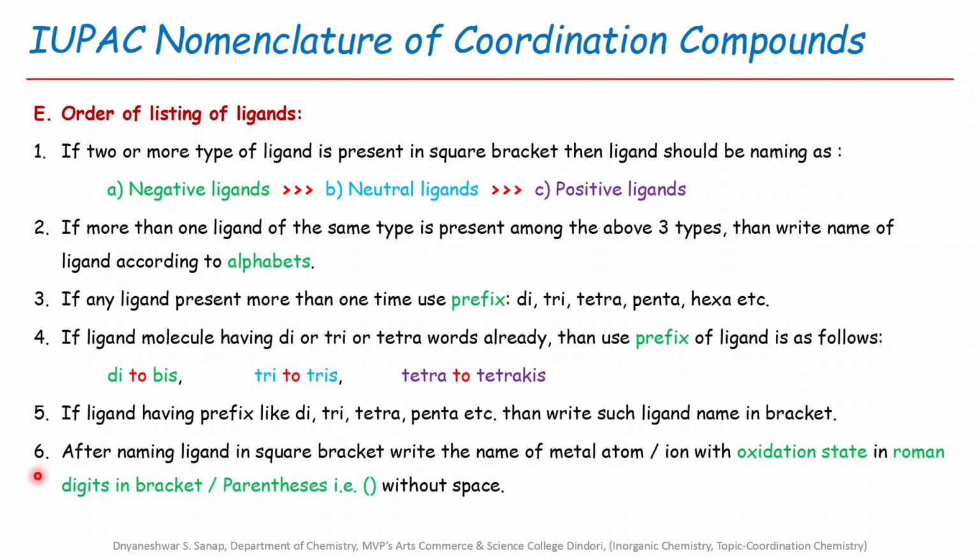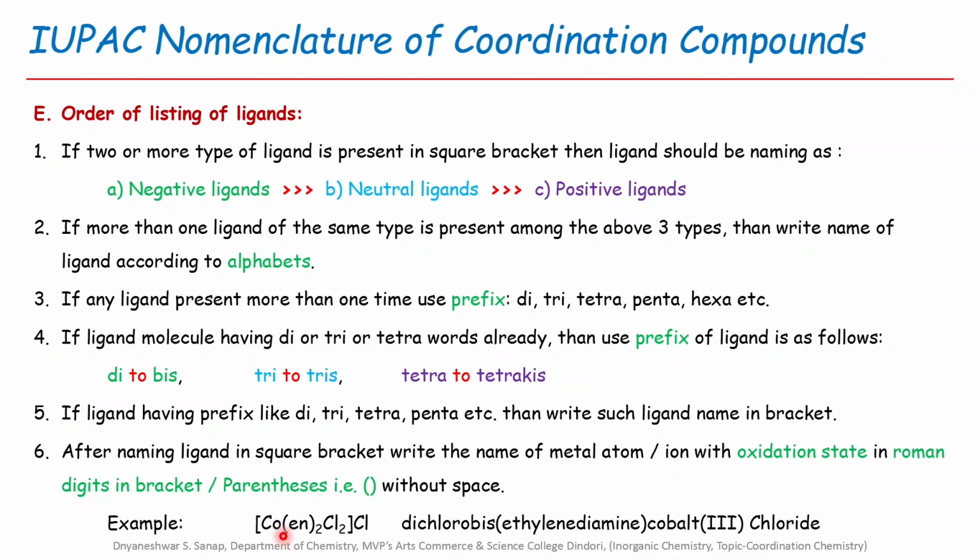The sixth important rule is, after naming the ligands in the square bracket, write the name of the metal atom or ion with the oxidation state in Roman digits in parentheses, without giving a space. Let us see one example: Co(NH3)4Cl2 Cl. Here there are two spheres present in the coordination compound, that is the coordination sphere and the outer sphere. The coordination sphere is denoted by the square bracket.